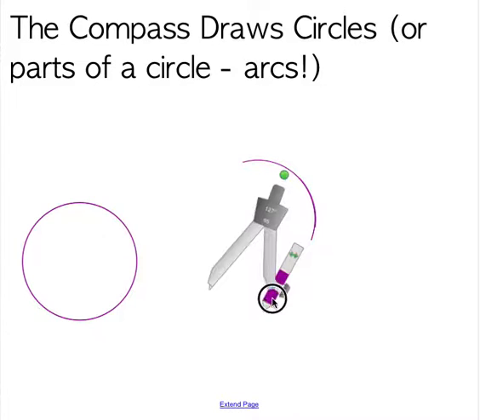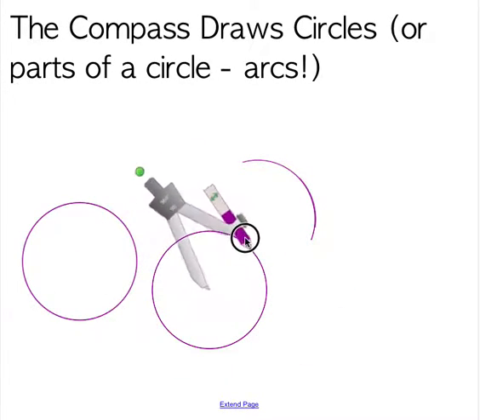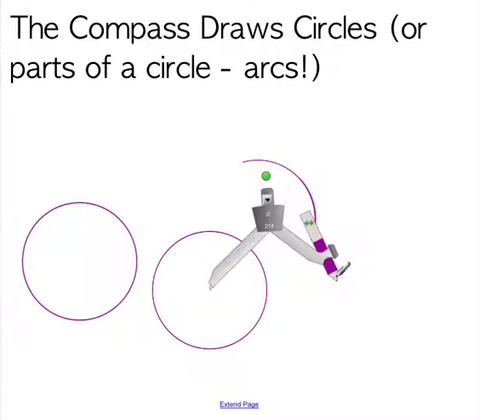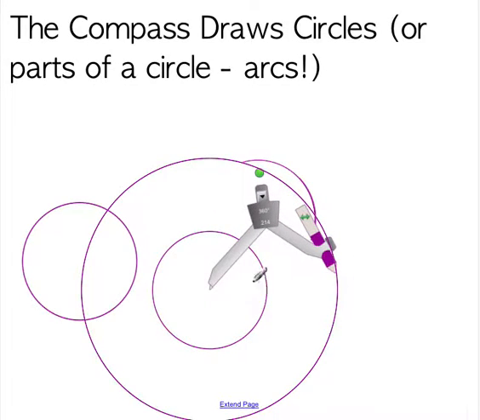I can move it. These are all going to be the same size radius because I haven't spread my compass out any further, but I can do that to make it a larger circle. So if I extend it so that it's wider, I'm going to get a much larger circle with a larger radius.